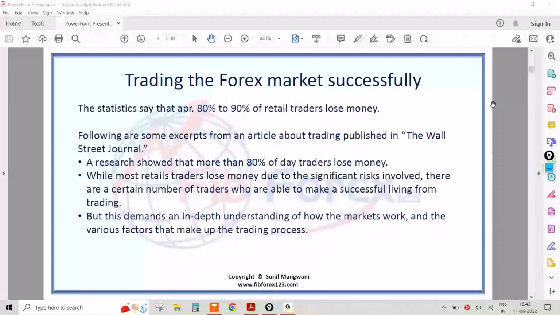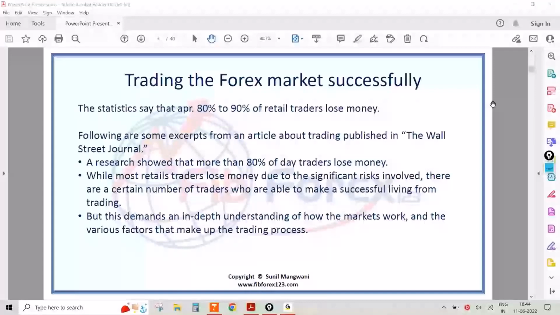Okay, so going over some basic stuff, trading any markets, the statistics say that 80 to 90% of the retail traders lose money. Now, this is something we've gone over earlier, but worth going over once again. Retail traders are individual traders like you and me. We are not talking about institutes, banks, or funds. Research has shown that almost 80 to 90% of individual retail traders lose money.